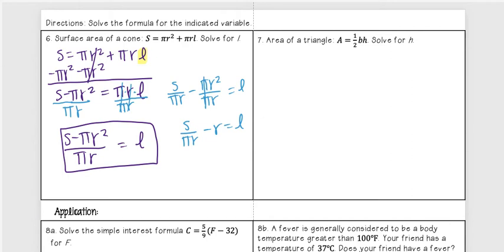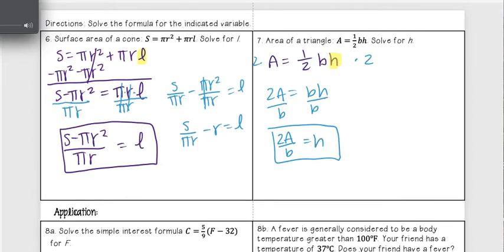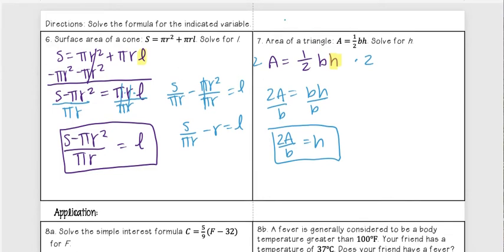Okay, go ahead and pause the video and try doing that last one on your own. Okay, so for this last one, you should have gotten that h is equal to 2a over b. So what I did to get rid of that 1/2, because that's really saying dividing by 2, I multiplied both sides by 2 to get just bh, and then I divided out that b.